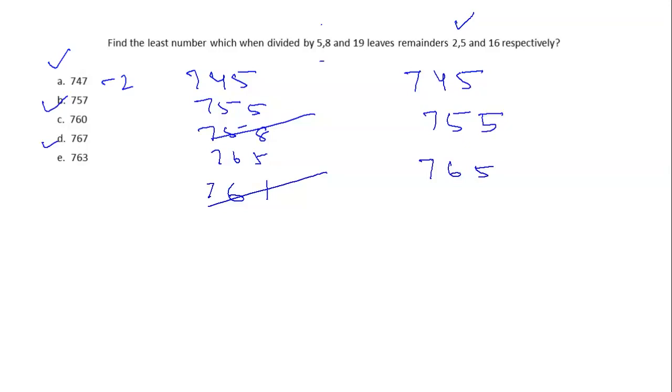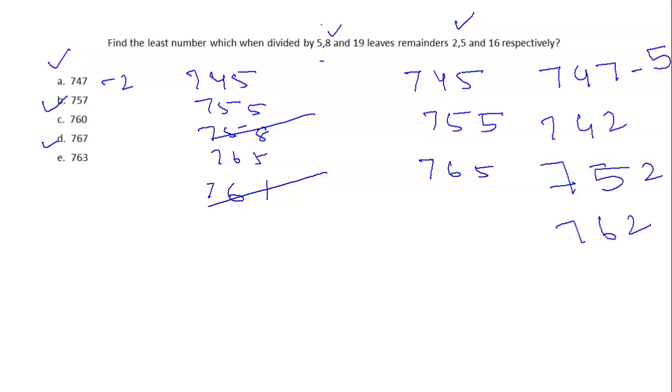Next, what we'll have to do? When I divide by 8, the remainder should be 5. So it means 747 minus 5, which is 742. The other one is 757 minus 5, 752. And then we have 767 minus 5, which is 762. We'll have to find which number is divisible by 8. I don't think this is possible. This is also not possible. So your answer is 752. This is the only one divisible by 8.